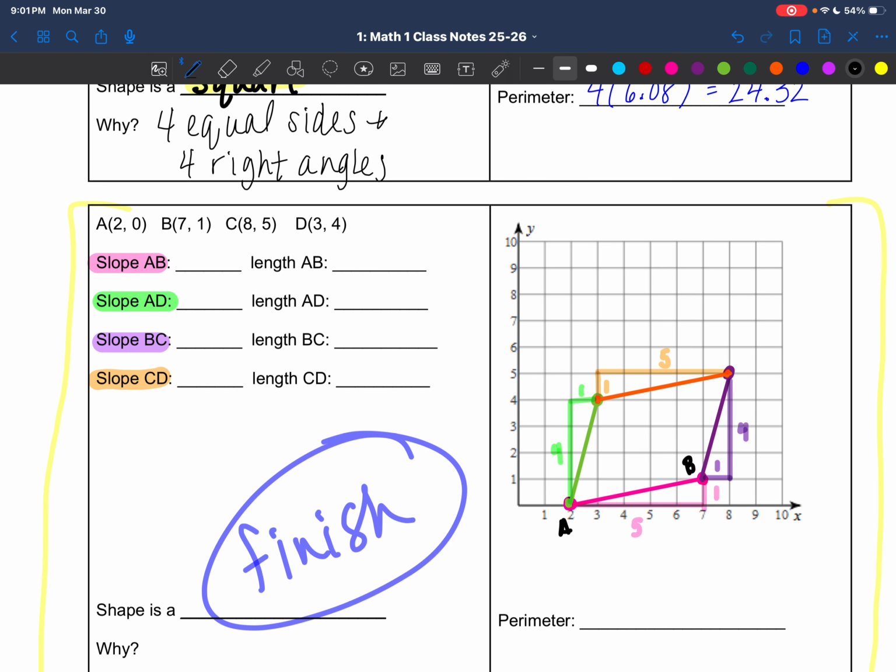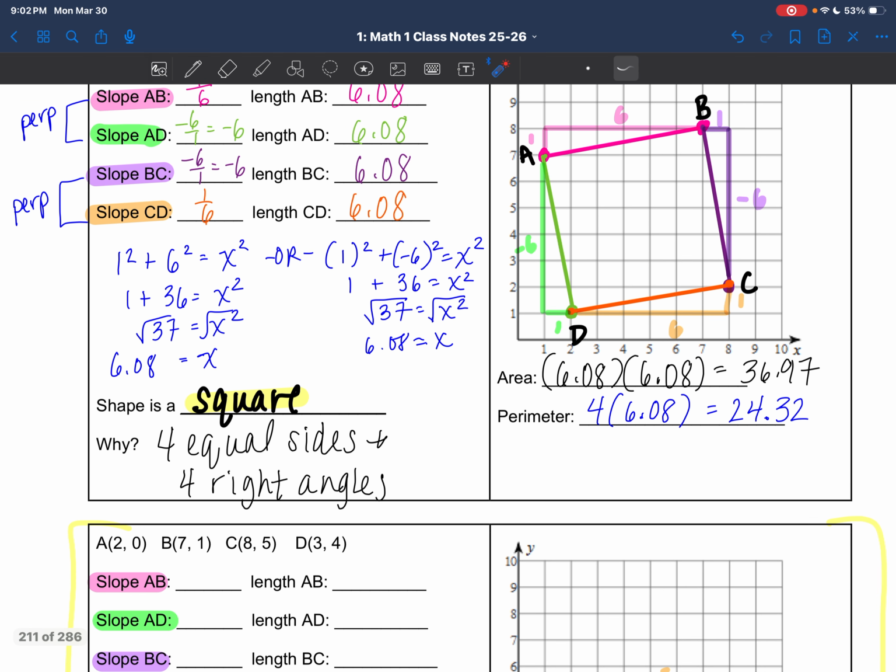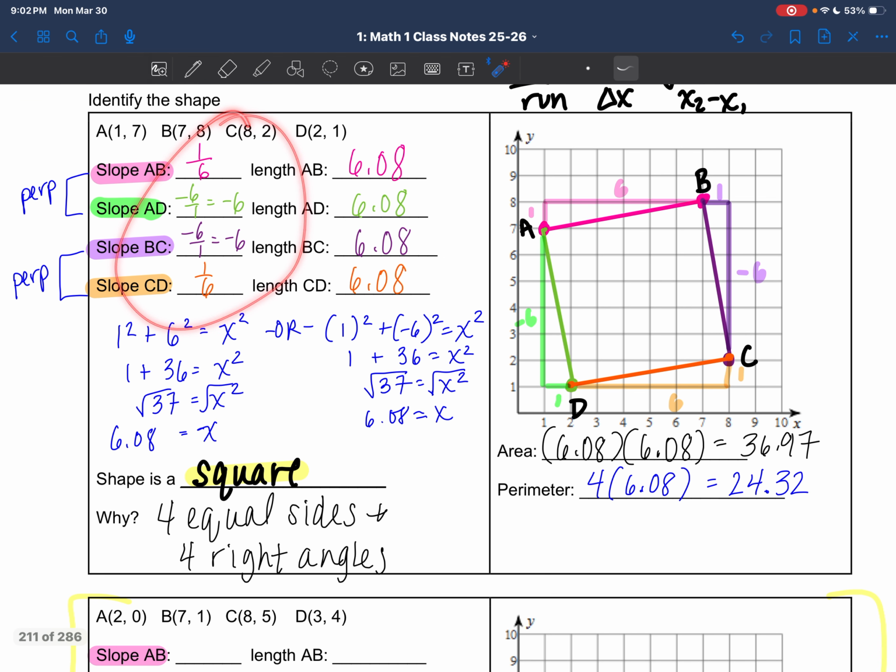C is 8, 5. And this is D right here. All right. So what you're going to do is very similar to what we did here, where first you're going to find the slope. How you find the slope is up to you. You can do rise over run, or this and that. However you find the slope.